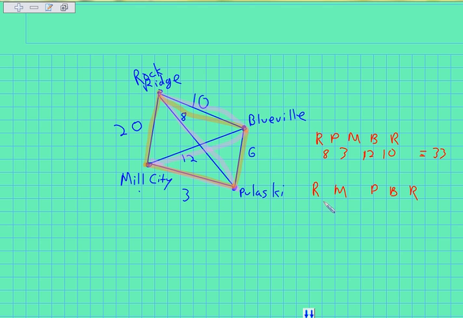Well, now, this is 20. Mill City to Pulaski, 3. Pulaski to Blueville, we said was 6. And Blueville to Rock Ridge was 10. So, if I'm going to go in and add up all of these so I know what that whole weighting is, that's going to be 30 plus 9, so 39. If I'm trying to think of some sort of efficient way of doing it, this is going to end up being the more efficient path, circuit, in regards to this. If I'm trying to maximize for whatever reason, well, then this is going to be the more sought-after circuit.